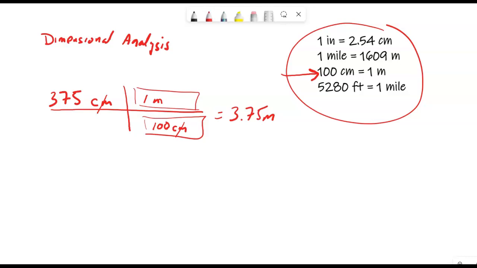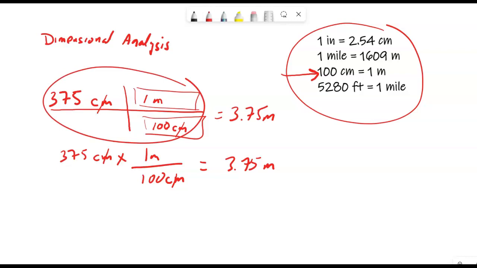Let me show you another way to write it. If you don't like writing it this way, you could say 375 centimeters times 1 meter over 100 centimeters. It means the same thing. The centimeters cancel, and it would just be 3.75 meters. So very easy to do, and either way is fine. I like to use this method because when we do long calculations, it enables you to keep everything in line.